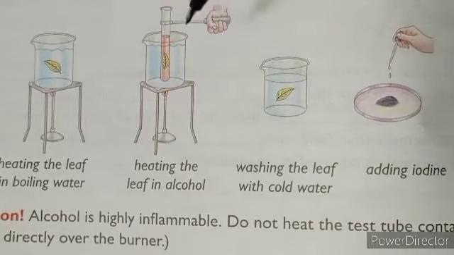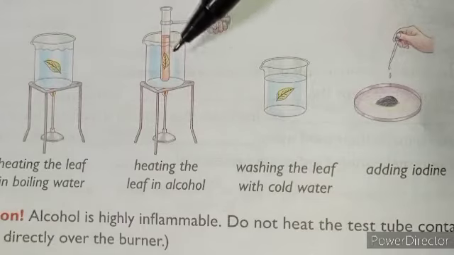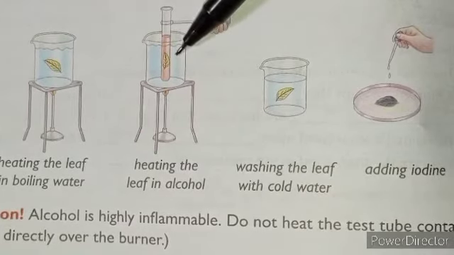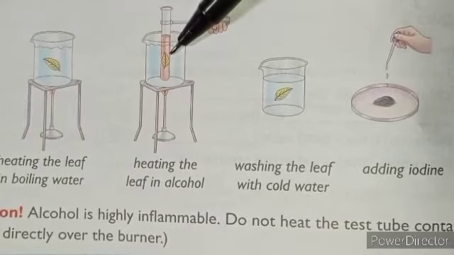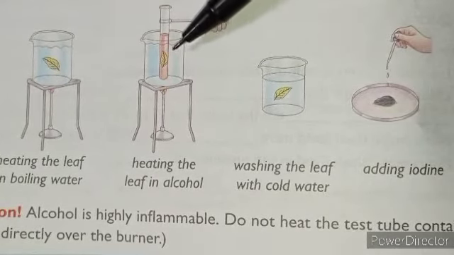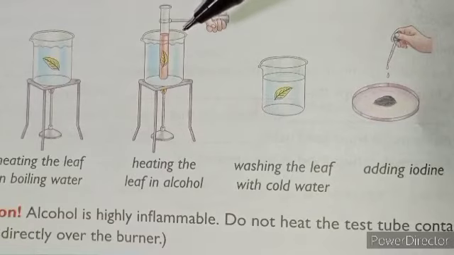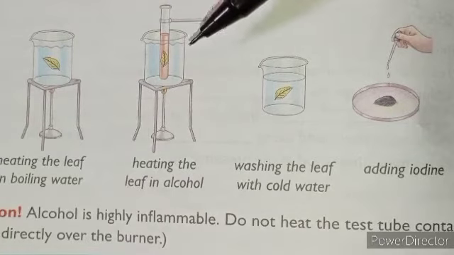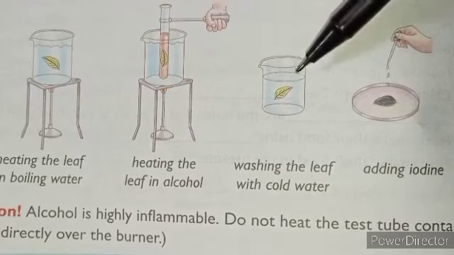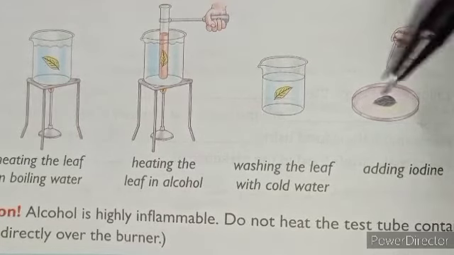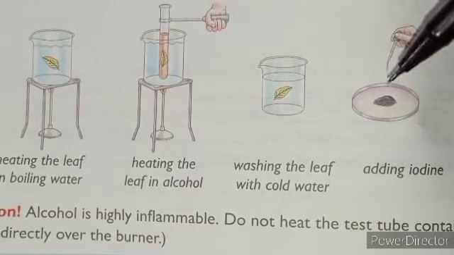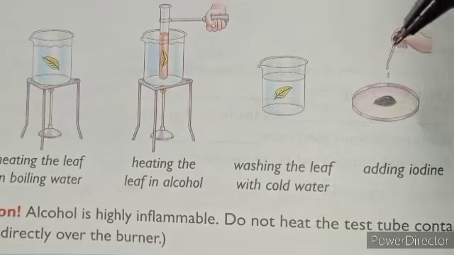Next we place the test tube in the beaker, and this beaker should contain boiling water. We keep the test tube in boiling water for a few minutes. After that, we take out the leaf and wash it in cold water. Then we add a few drops of iodine on the leaf.